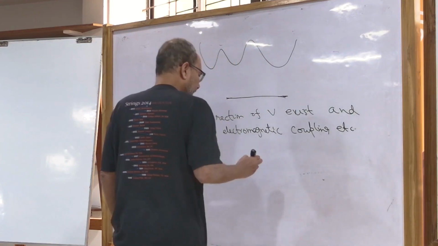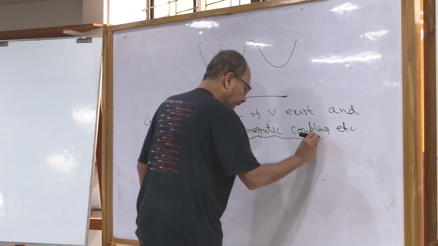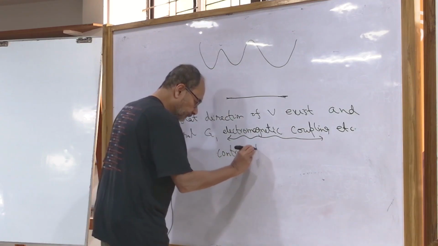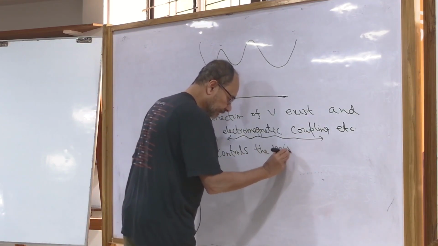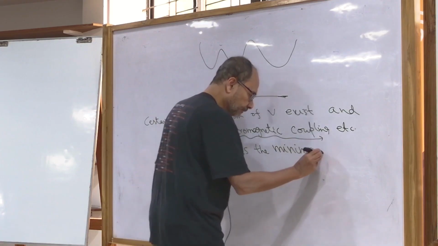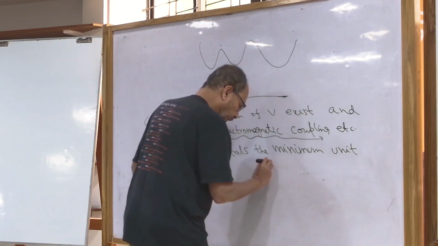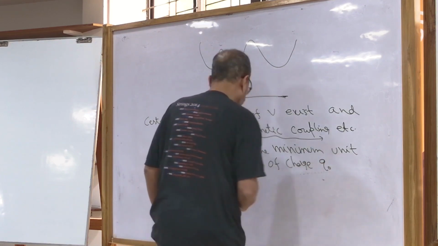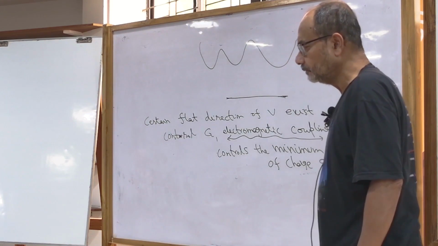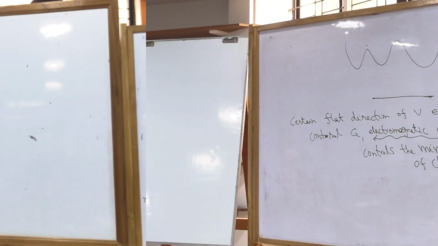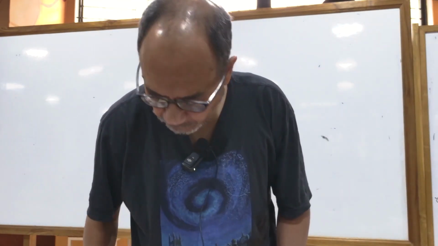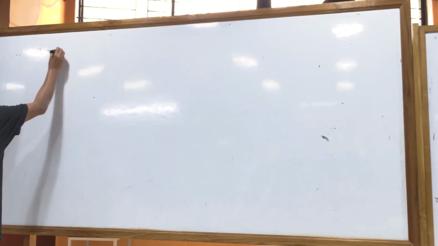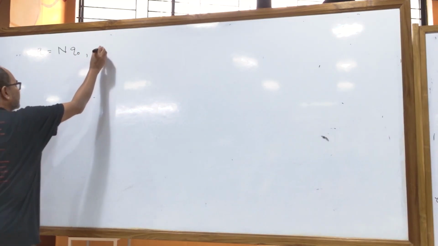So, the fact that it controls electromagnetic coupling means that it controls the minimum unit of charge, which you can call Q naught. So, this means that Q must be some multiple of Q naught, Q equals N Q naught, where N is an integer.